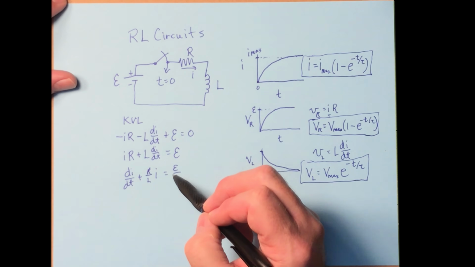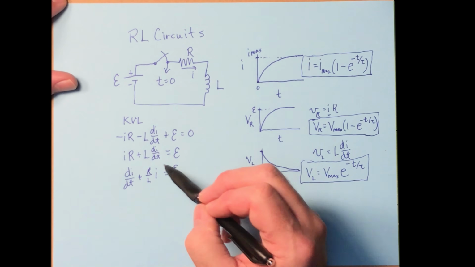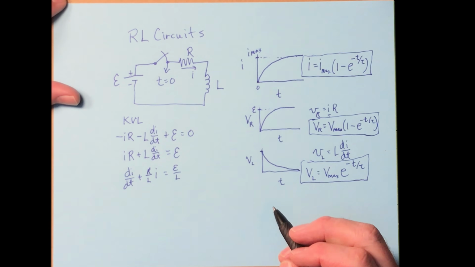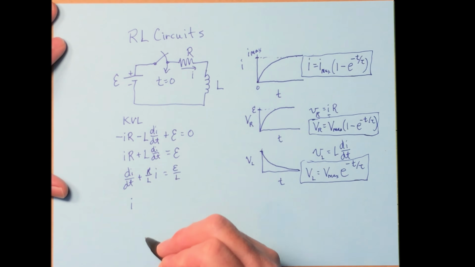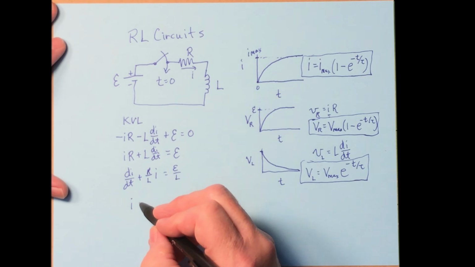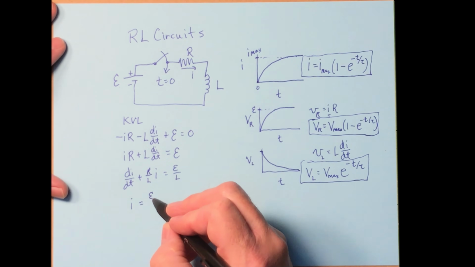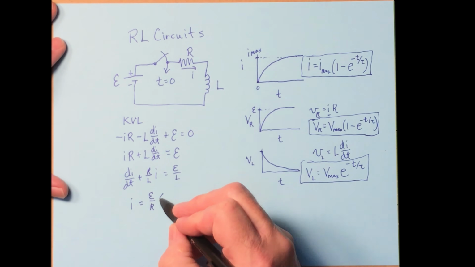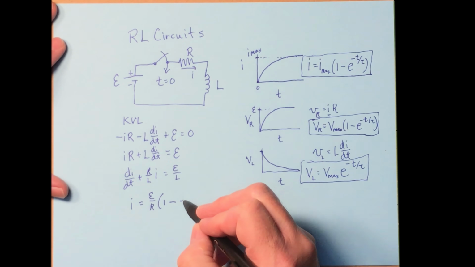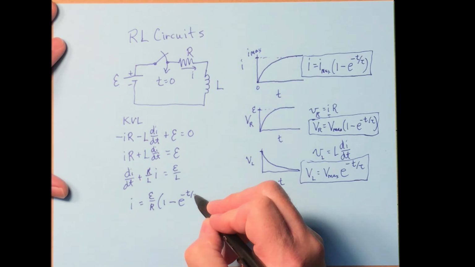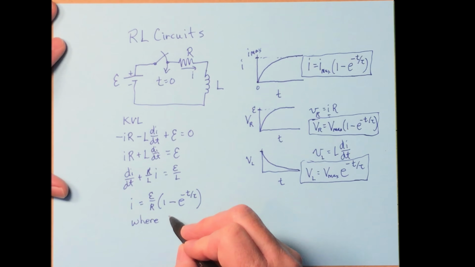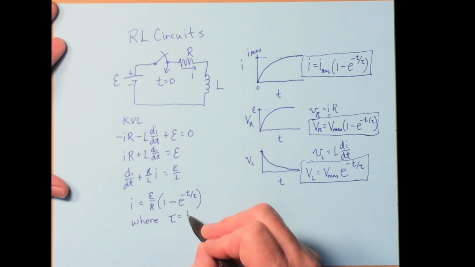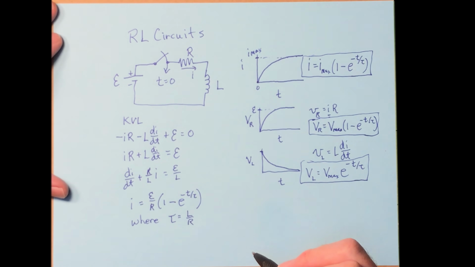Now, if you were to go through the steps of solving this, it is not all that difficult, and someone who's had differential equations would be able to solve this in almost no time. But when you go through the steps, here's what you get. I, and remember I is a function of time, is equal to E over R times 1 minus e to the negative t over tau, where tau, in this case, is L over R.